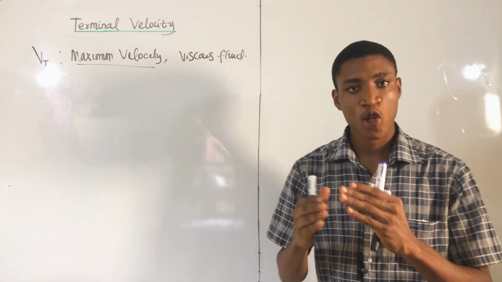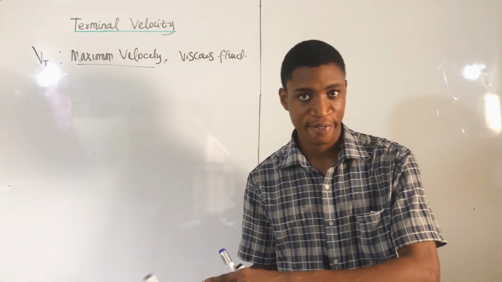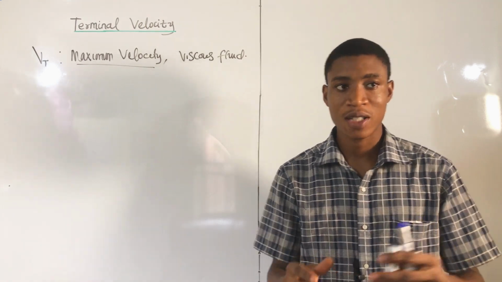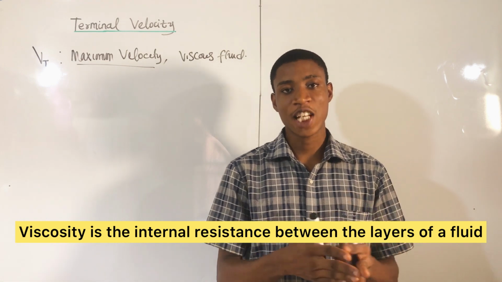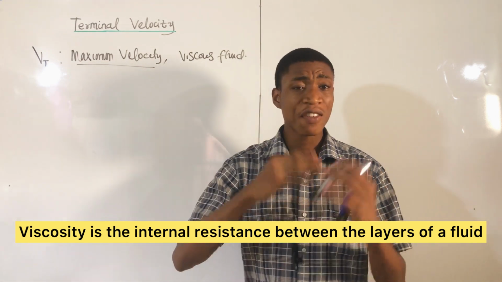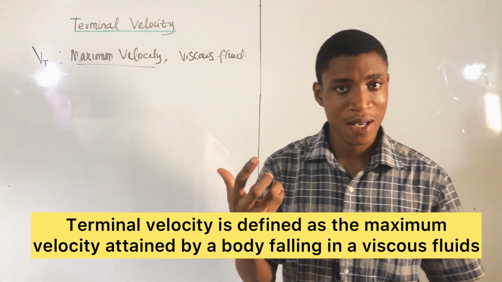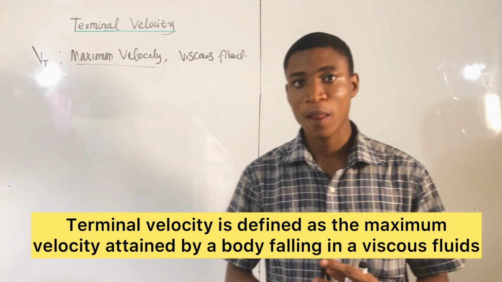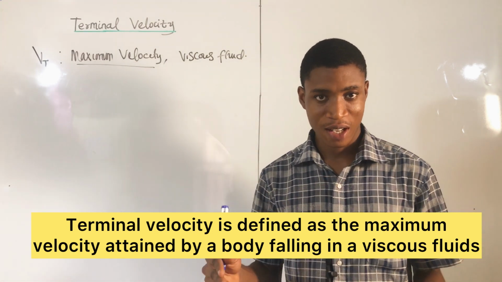So when we talk about viscous fluid, you should know that viscous fluid is gotten from the term viscosity in fluid. Then now you should understand the concept of viscosity. Viscosity is what? The internal resistance between the layers of a fluid. That is what viscosity is. So everything we're talking about is what? The maximum velocity or maximum speed attained by an object falling in a fluid that has internal resistance.